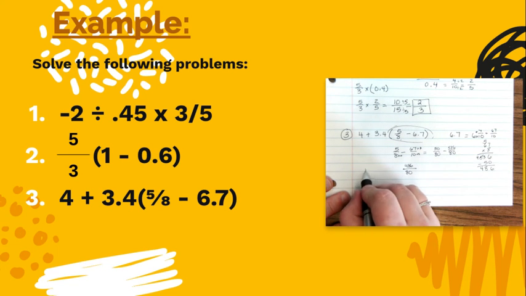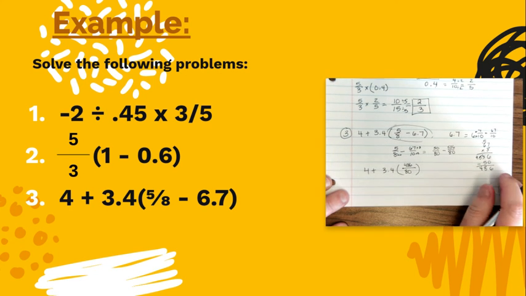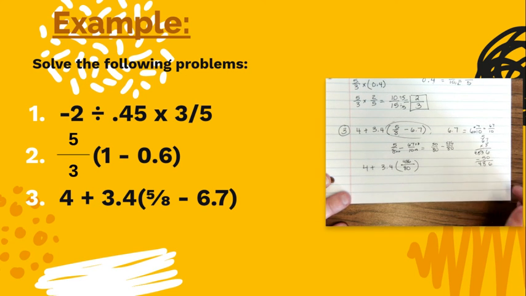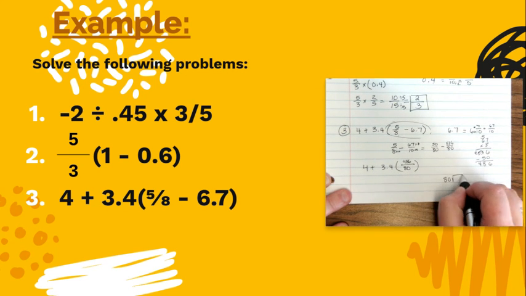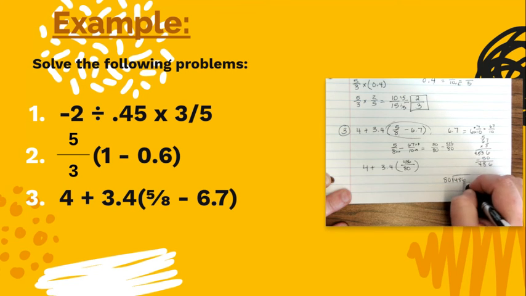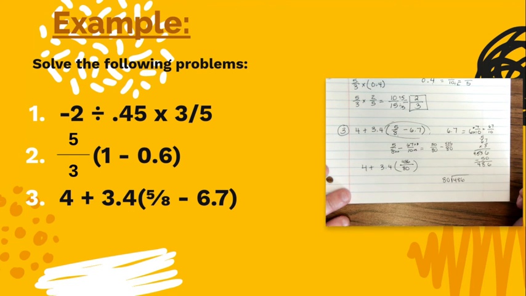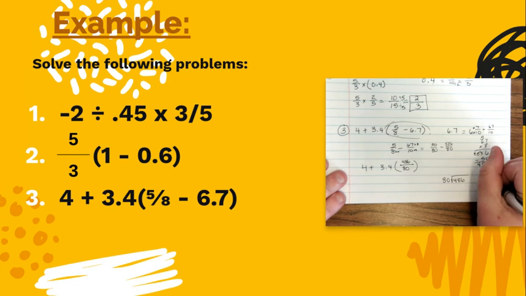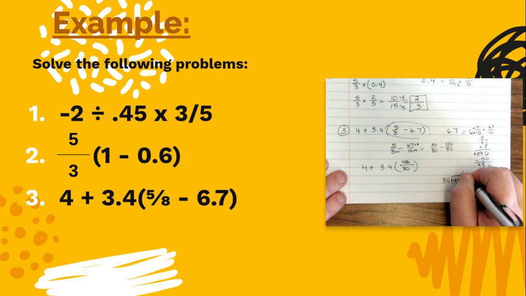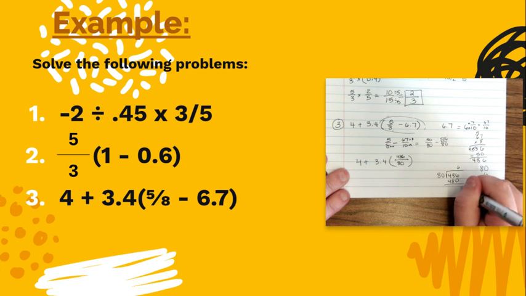We're going to do 4 plus 3.4 times that. Okay, so let's see if I can do 80 goes into 486. Okay, by my decimal. 80 times 6 is 480. So let's do that. Times 6, 480. We got 6 left over. Bring that down. 80 does not go into 6, so I can't do that.